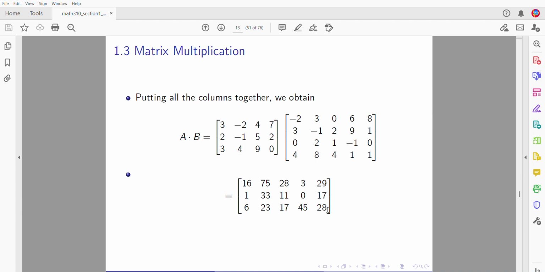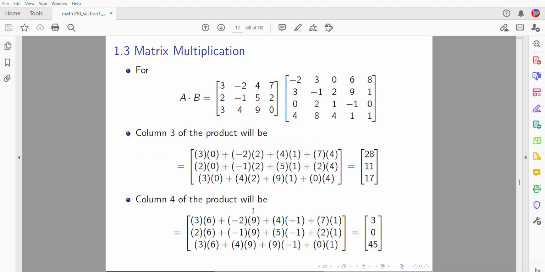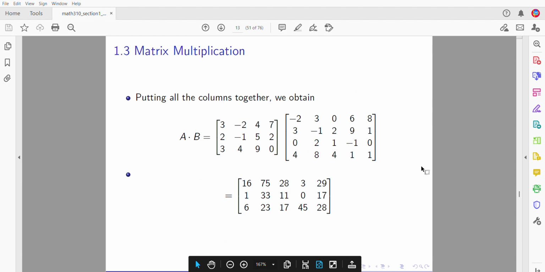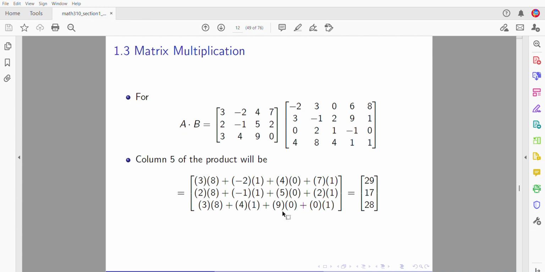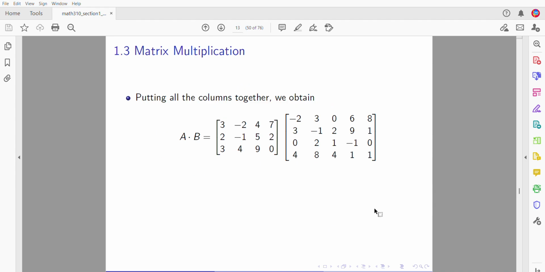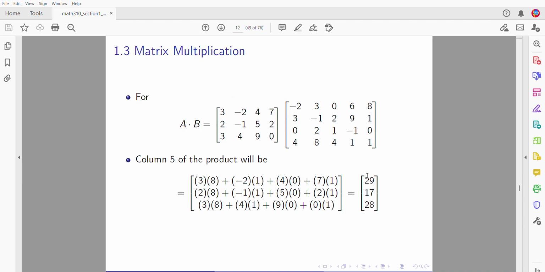If you don't believe me, go back and check. 16, 1, 6. That was column 1. 75, 33, 23. That's column 2. Column 3, 28, 11, 17. Where is column 3? There, 28, 11, 17. Column 4, 30, 45. Column 5, 29, 17, 28. Okay, assuming of course my arithmetic is correct.